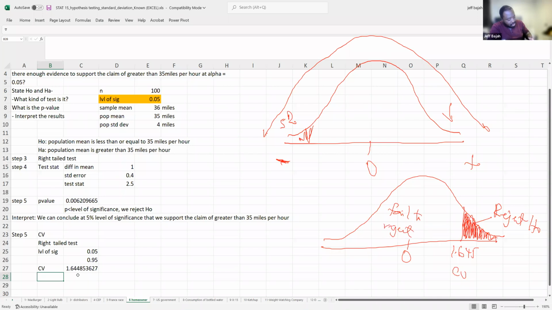So let's look at our test stat. Our test stat that we calculated, we got our answer, and it was 2.5. And so it falls somewhere here. So it's going to be 2.5. That's our test stat. So you can see it falls in the rejection area. So that means we reject H sub 0. Since the test stat falls in the rejection area, or you can say it falls to the right of your critical value, whichever way you want to put it.